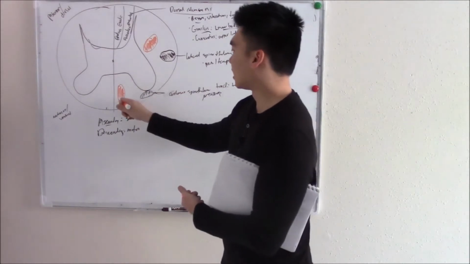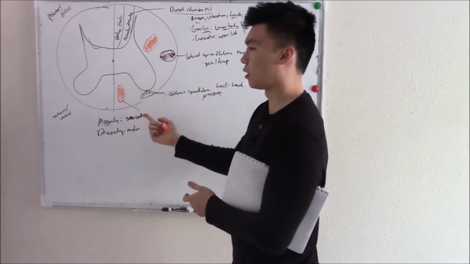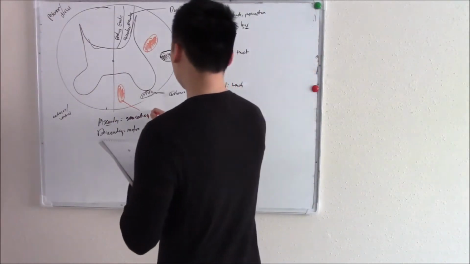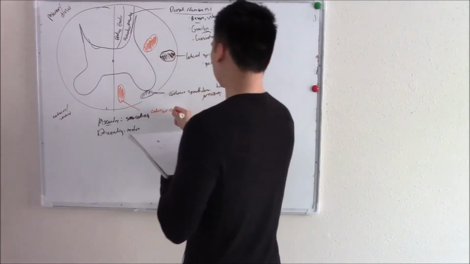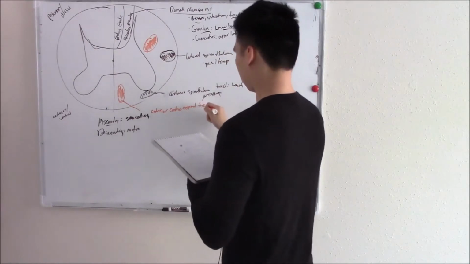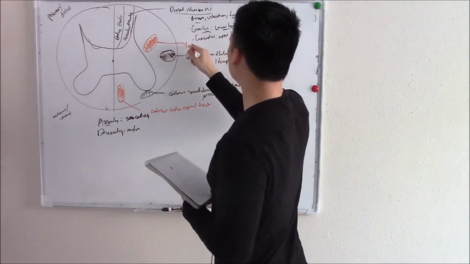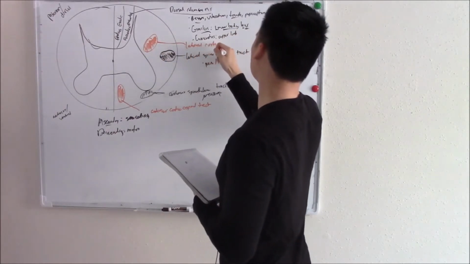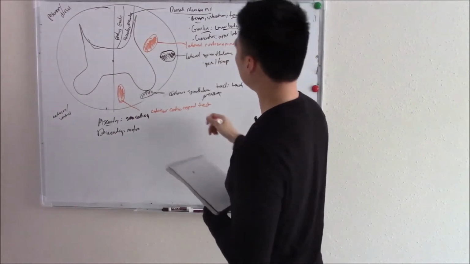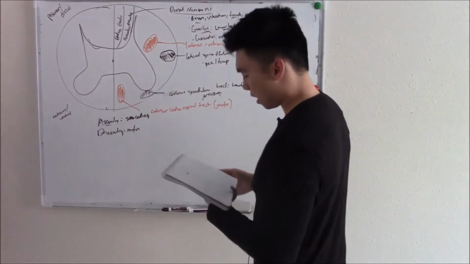What do you think we're going to call this anterior tract that sends signals from your cortex to your spine? We'll call it your anterior corticospinal tract. How about the lateral? We'll call it your lateral corticospinal tract. And these are all motor. And there you have it.